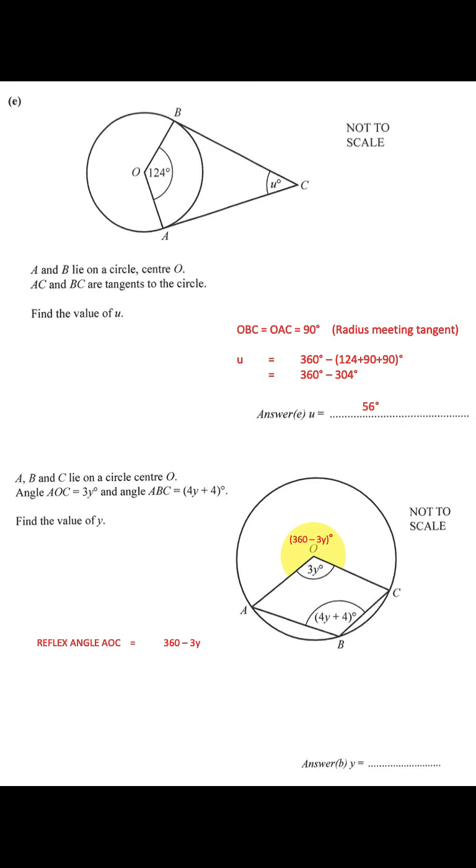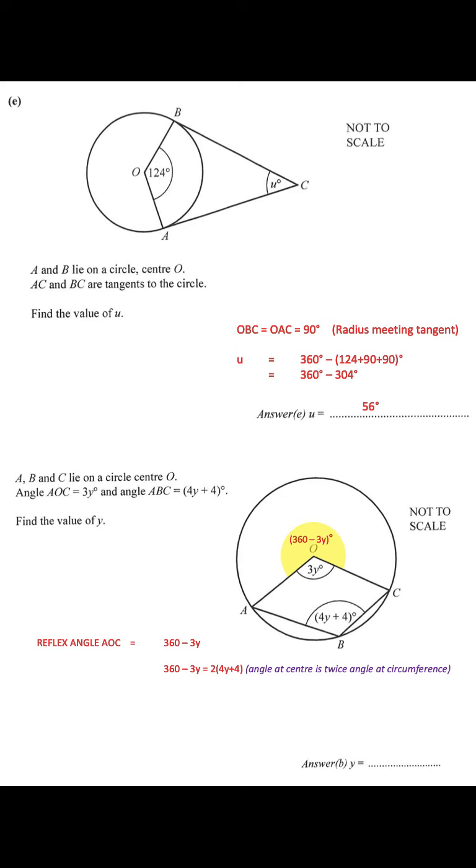So the angle at the centre is the reflex angle on the other side of the 3y. So it's 360 minus 3y, which is whatever that is. We don't know what y is yet, but it's the one that I've marked in yellow. That's the angle at the centre. The angle at the circumference is the 4y plus 4. There. So the 360 minus 3y in yellow is twice the 4y plus 4 because of the rule about the angle at the centre being twice the angle at the circumference.